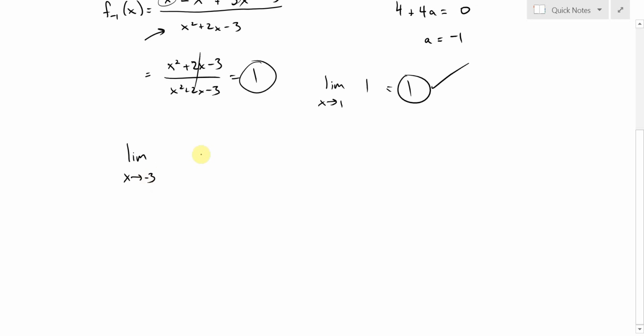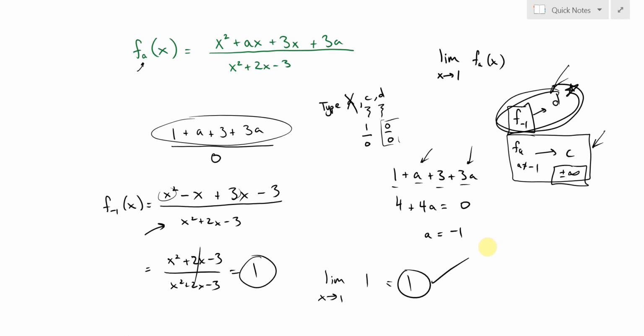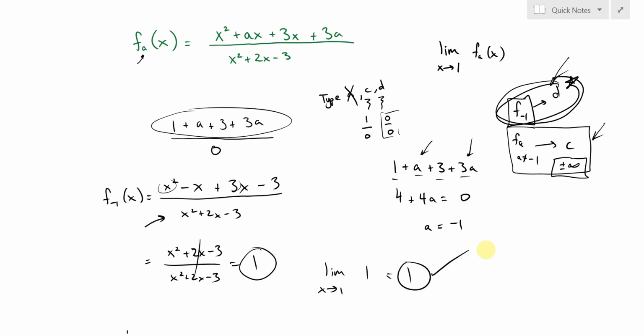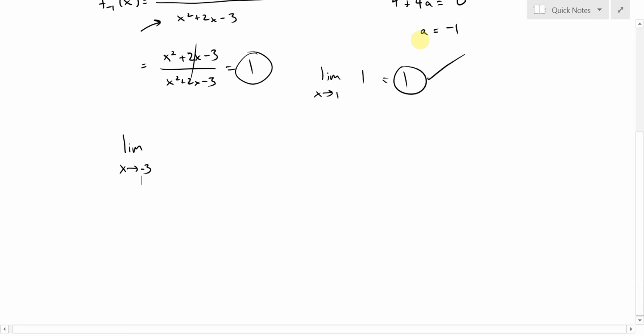Alright, so what you'll notice is, and I think it would be helpful right from the get-go, can we just factor this guy? That's a wise thing to do. I'm getting tired of writing it out. x squared plus ax plus 3x plus 3a, over, now the bottom, x squared plus 2x, what multiplies to -3 and adds to 2? Well, I think 3 and -1 do. So the bottom is x plus 3 times x minus 1.